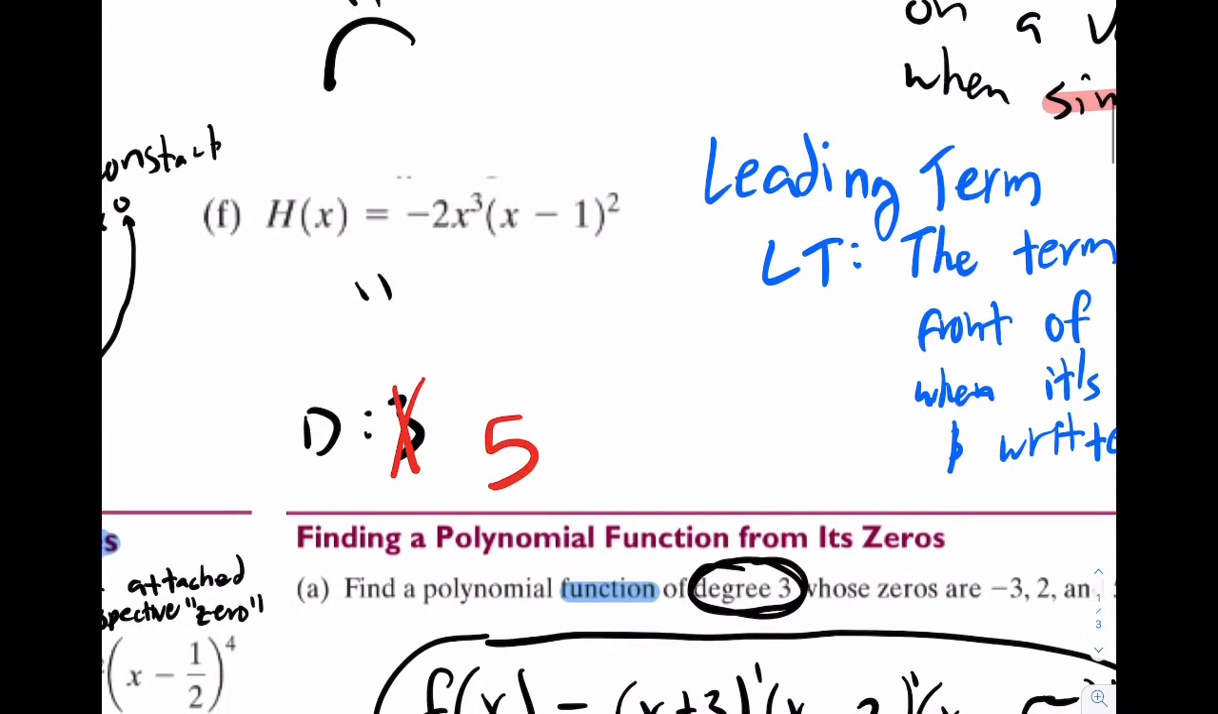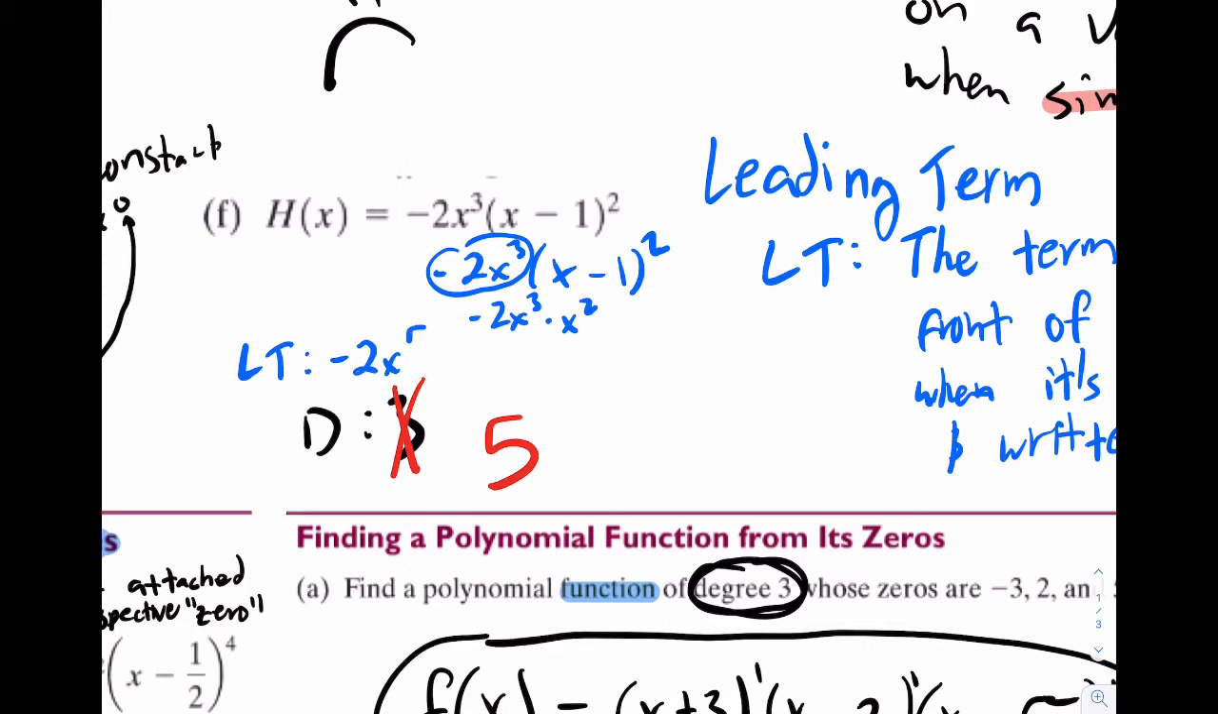So remember how we multiplied it out? I kind of erased it, but I'll put it back over here. When simplified, so imagine we were actually to multiply this whole thing out, we only care about what's in front. So imagine you have this thing right here, negative 2x to the third. If you multiply this thing out, the biggest power of x that will come out is x squared. So all we care about is this thing right here. So multiply that together, and you're going to get negative 2x to the fifth.